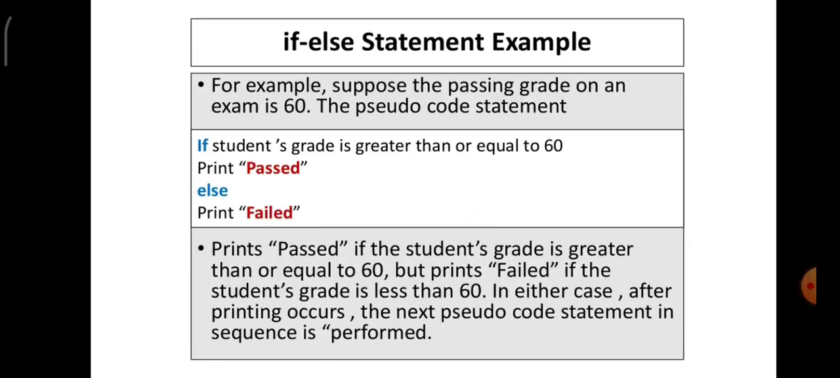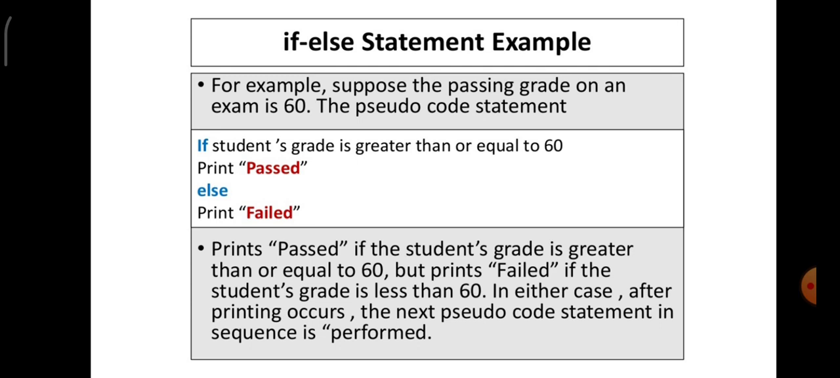The if else statement example. For example, suppose the passing grade on an exam is 60, the pseudocode statement: if student grade is greater than or equal to 60, print passed, else print failed. This is the condition. If it is greater than or equal to 60, you are going to print passed, otherwise you are going to print failed. This is a classical example of if else statement, because in the first statement you are going to check the value. If it is true, passed is printed.